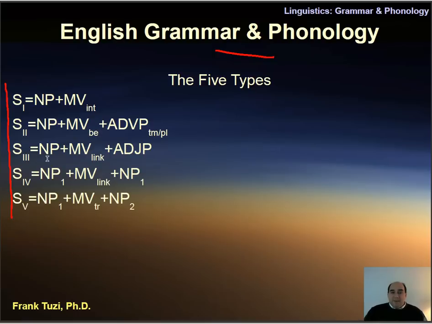Type 3's noun phrase plus a linking verb plus an adjective phrase. Okay? She is beautiful, right? Type 4, noun phrase plus a linking verb plus another noun phrase, the nominal complement. Right? So she is my sister, right? And then this one's your transitive.